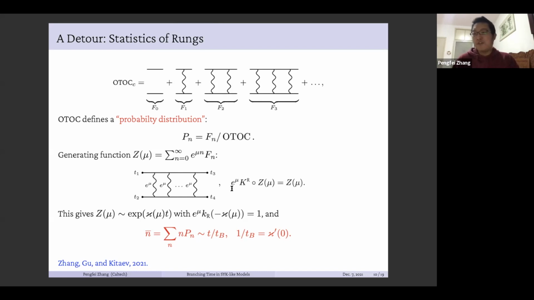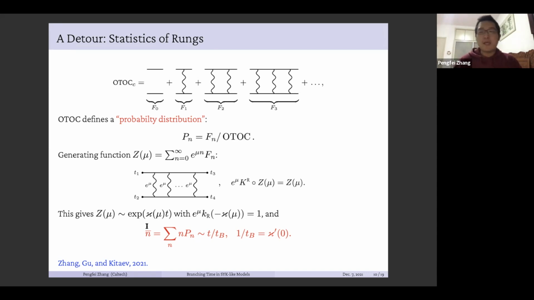So we know the original OTOC will have some exponential behavior in the long time limit. Similarly, this generating function also has a similar form, which is the exponential factor, and this exponential factor, which originally corresponds to the quantum Lyapunov exponent, now gets some modification. So now it depends on mu. And to determine the dependence on mu, we have this equation, which is the analog of the equation that we used to determine the quantum Lyapunov exponent.